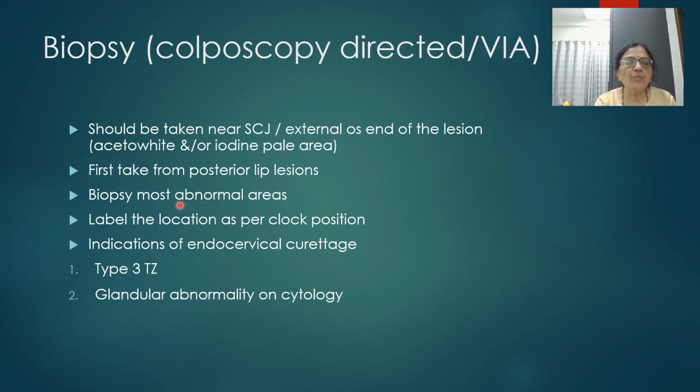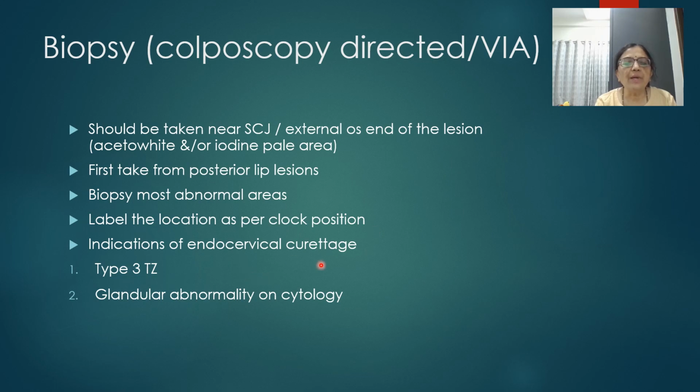We should be biopsying most abnormal areas. That means the area which has denser acetowhite lesion, which is most yellowish by Lugol's iodine, which also shows coarse punctations or coarse mosaic pattern or abnormal vessels. These are the sites which are to be selected for biopsy. We should label the location as per the clock position. Multiple biopsies are to be sent in multiple bottles.